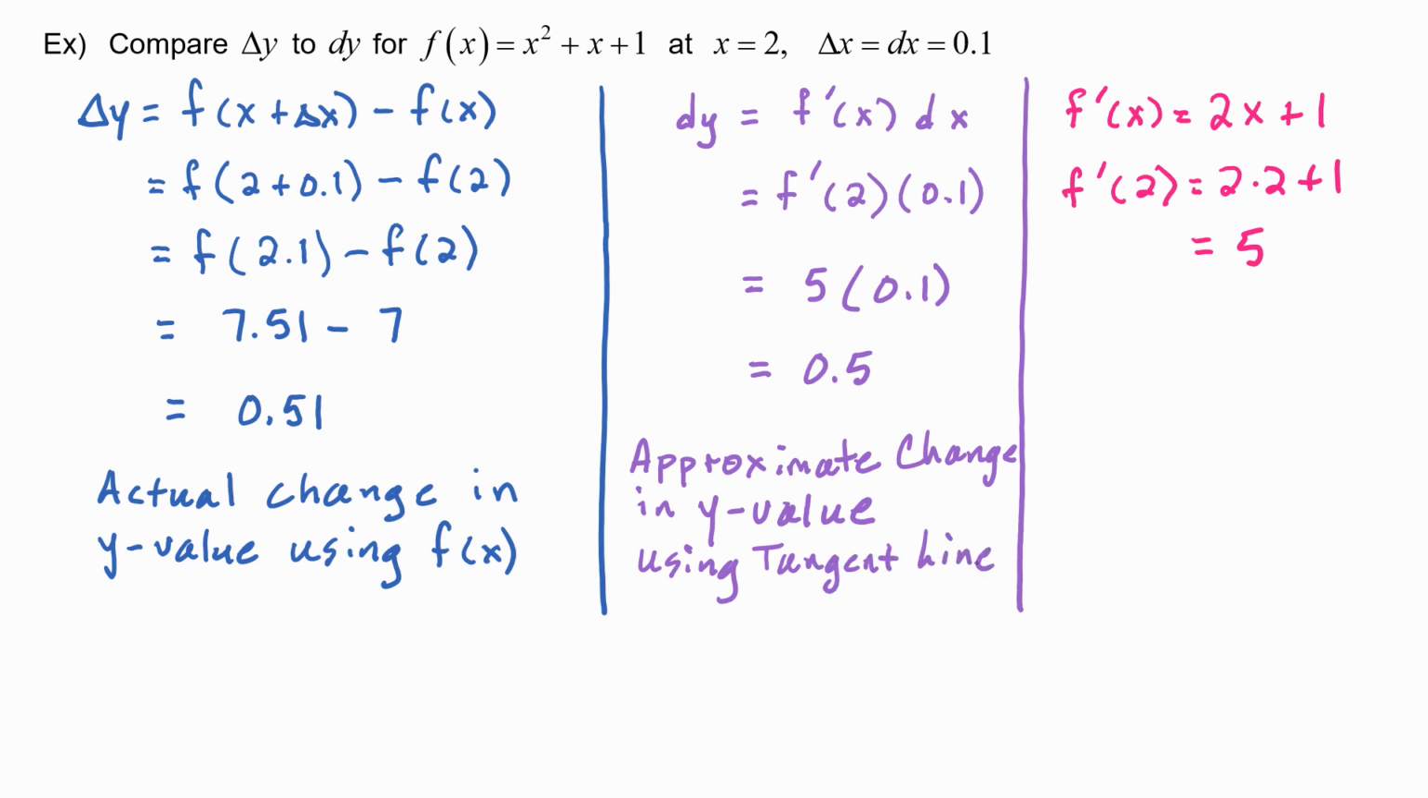And this is what we refer to as the differential. The approximate change is 0.5. The actual change was 0.51, so they're actually pretty close to each other. For this value of delta x, meaning a small change is only 0.1, the tangent line approximation is going to give us a pretty good approximation for the change in the function value.